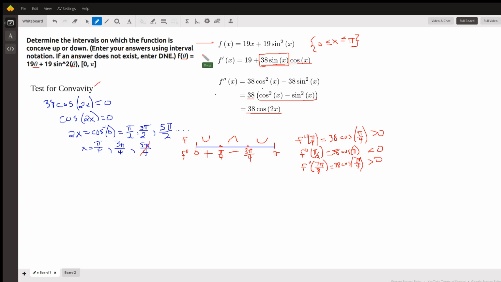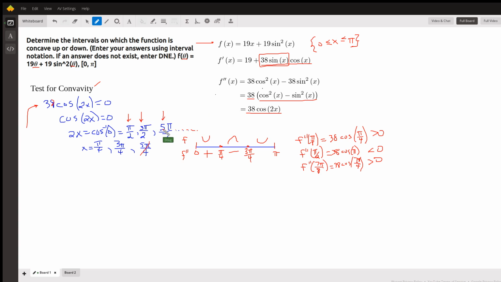38 cosine of twice an angle. We want to know when does that equal 0 for our test for concavity. So if we divide both sides by 38, this will happen when cosine of 2x equals 0. So 2x equals angles that have a cosine of 0. And that happens at pi over 2, 3 pi over 2, 5 pi over 2 as we keep going around the unit circle, and this could go on forever.